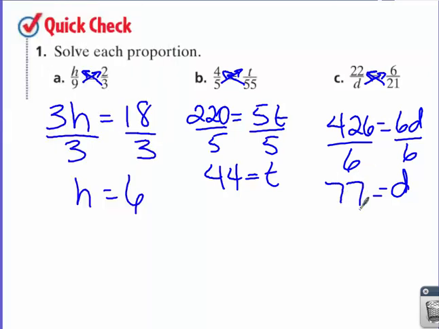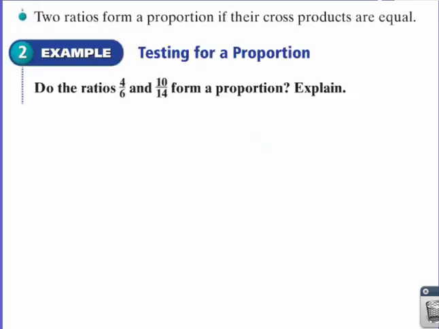So to solve proportions, they're pretty simple. You just cross multiply, and then we divide by the number that's with our letter, which we call a coefficient. Another reason why we need to know how to use proportions, like we did at the very beginning, is that we can determine whether or not two ratios are equal to each other. Do they form a proportion?